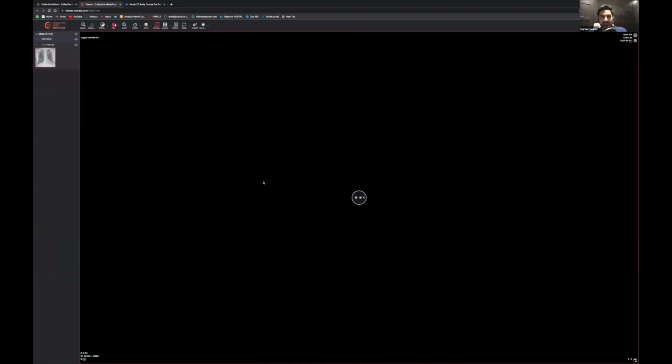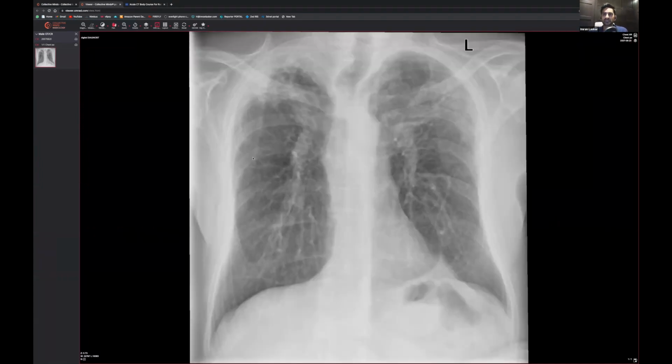This is a chest x-ray. Hopefully it will turn up. Yeah, a chest x-ray of someone who is short of breath. So obviously when you're looking at x-rays, especially in an emergency environment, you've got to be thinking about first things first, right? Pneumothorax. Is there a pneumothorax? Is there a broken rib? Is there air under the diaphragms? Those are the big questions you want to ask yourself straight away. And then you move on to everything else.